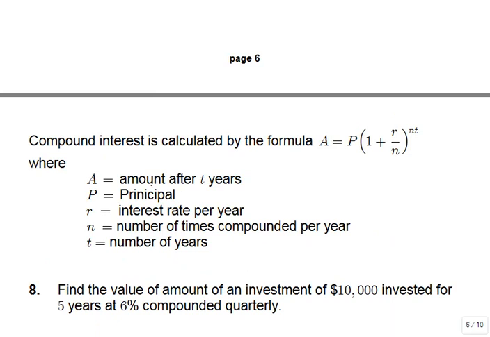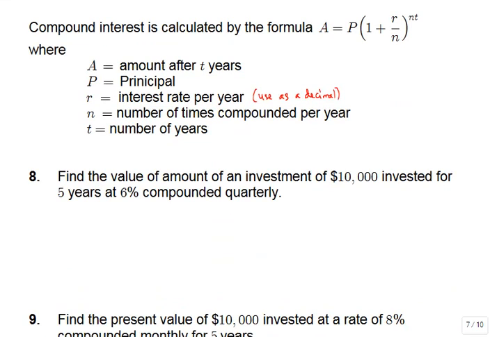A represents the amount of money in your account after T years. P is the principal. R is the interest rate per year, and you're going to use this as a decimal. So if it said 6% interest, you'd use 0.06. N is the number of times that you're getting your interest compounded per year, and they'll tell you that in the problem. And T is the number of years you're leaving the money in the account. So we're just going to practice using this just a little bit.